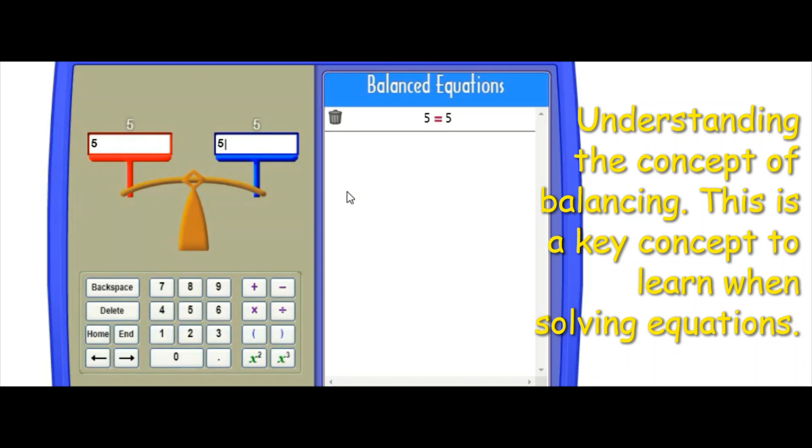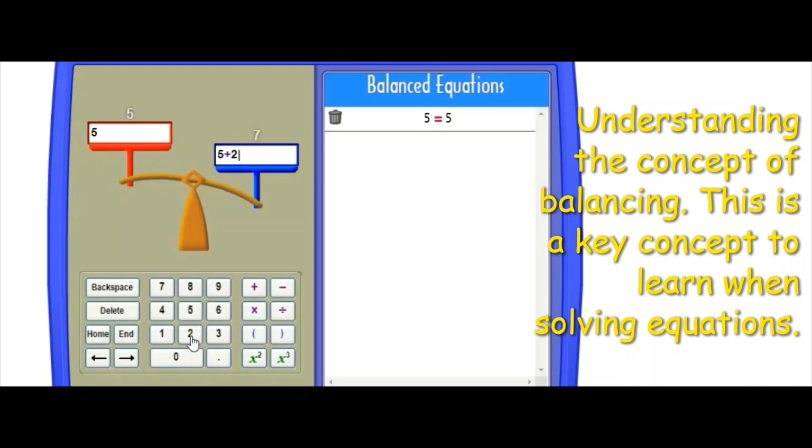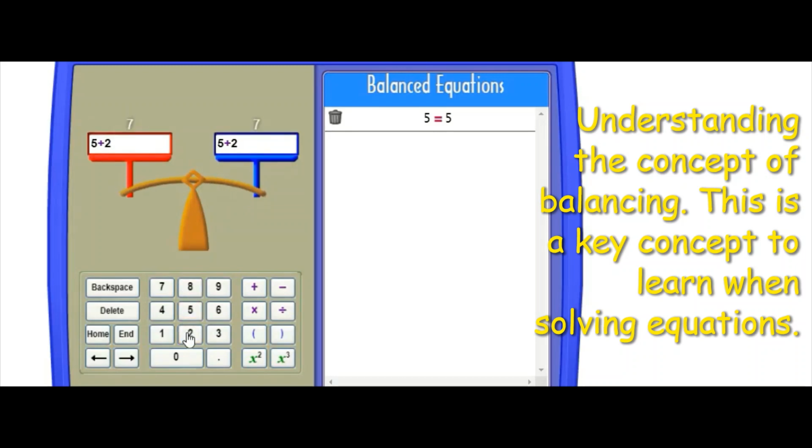Now, let's say that I add 2 to this side. Note here that my scale is no longer balanced. So in order to maintain the balance of my scale, I need to go over to this side and add 2 as well. So I'm going to add 2 to this side. Note there, by adding 2 to both sides, now my scale is balanced because 7 is now equal to 7.